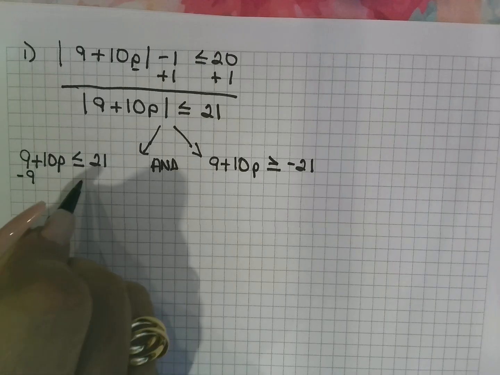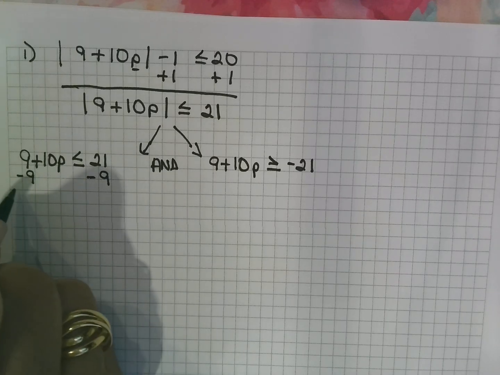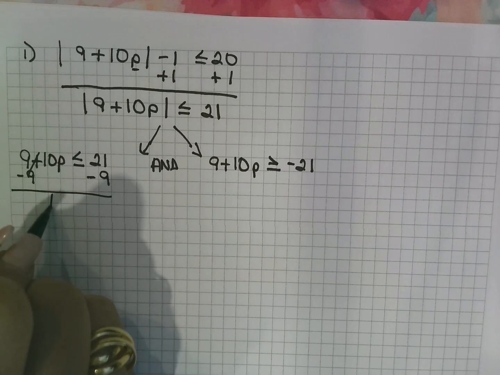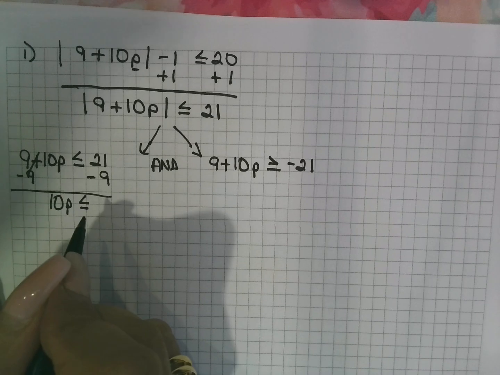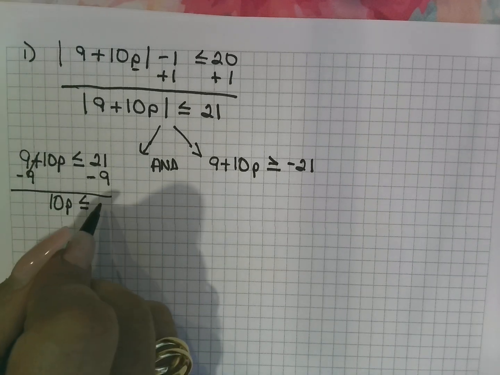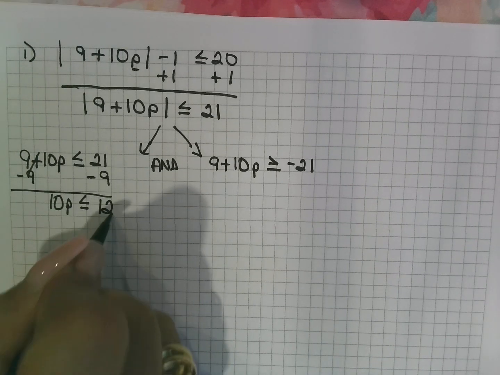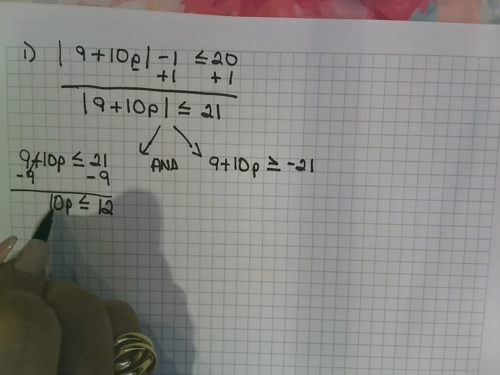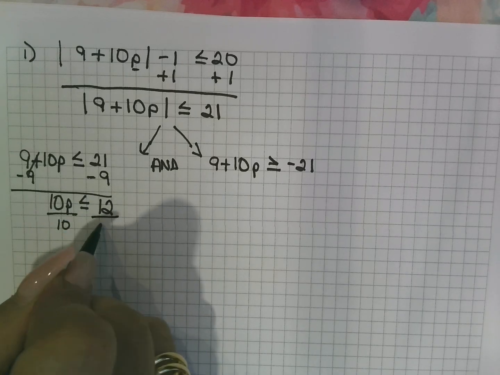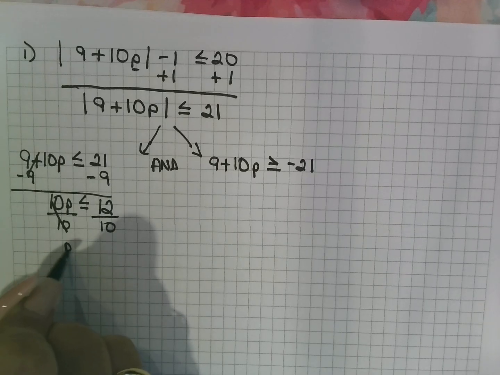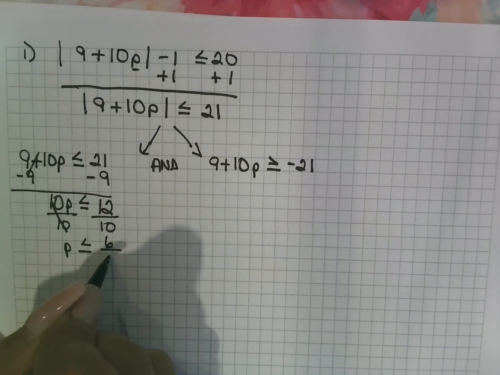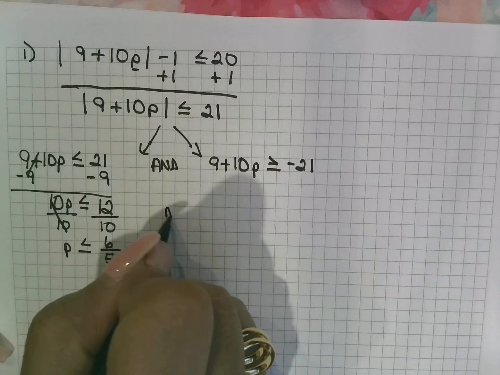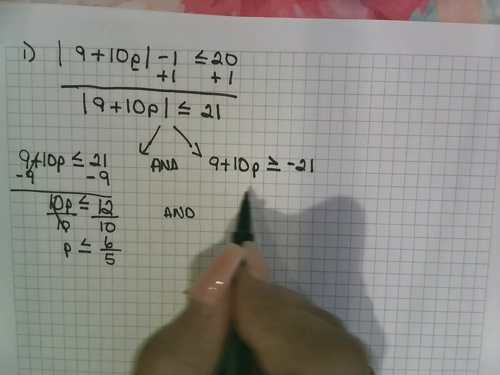We're going to subtract 9 from both sides, and that will give me 10p is less than or equal to 12. Okay, and then we divide both sides by 10. So p is less than or equal to 12 over 10, which can be reduced to 6 over 5. And we're going to do this side.